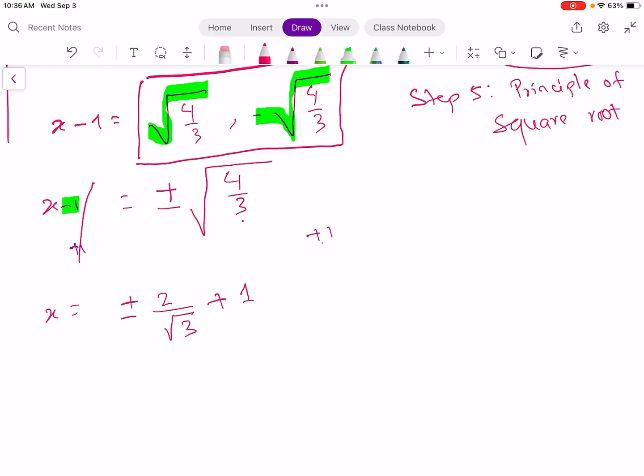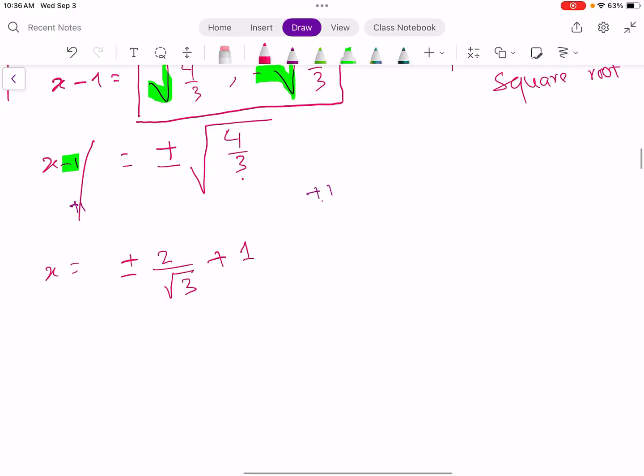When we are solving a quadratic equation, we must have at least 2 solutions. Do you see 2 solutions here? So the first solution is you take this positive sign, and you get positive 2 over root 3 plus 1. So this is one solution.